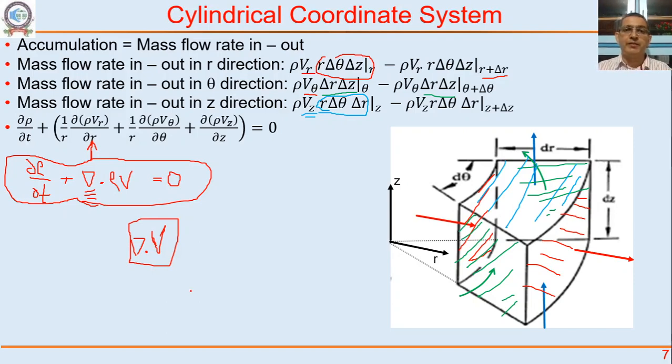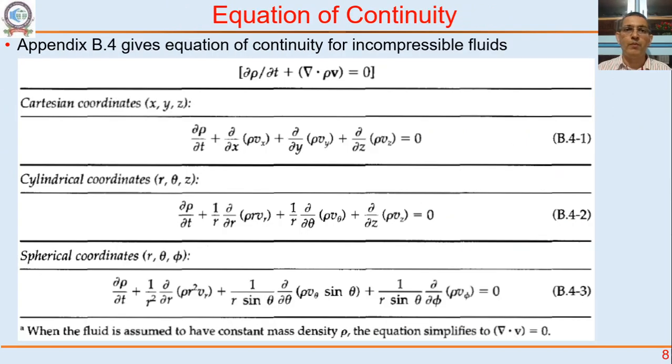So we have done mass balance. Next step is momentum balance, right? Before that, just to give you equations, appendix B.4 gives you these equations of continuity for incompressible fluids in BSL's book, Bird-Stewart-Lightfoot Transport Phenomena. Okay. You can see the Cartesian coordinate system. It is the same equation, del rho by del t plus del dot rho v, divergence of rho v. It is del by del x rho vx, del by del y rho vy, del by del z rho vz. We have derived this. Same way cylindrical coordinate, we have derived this.